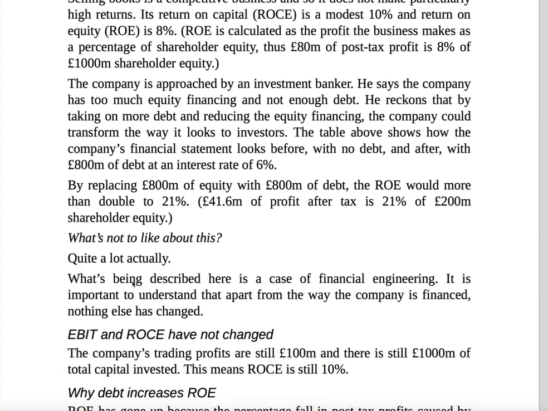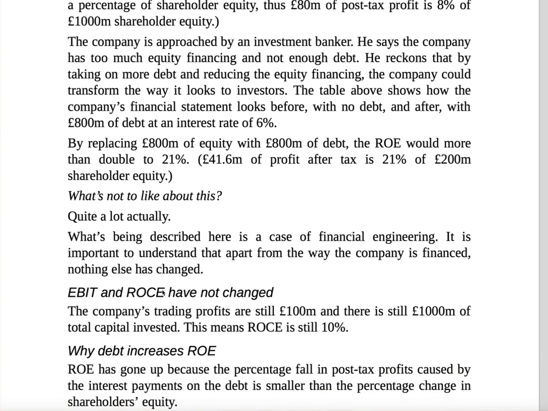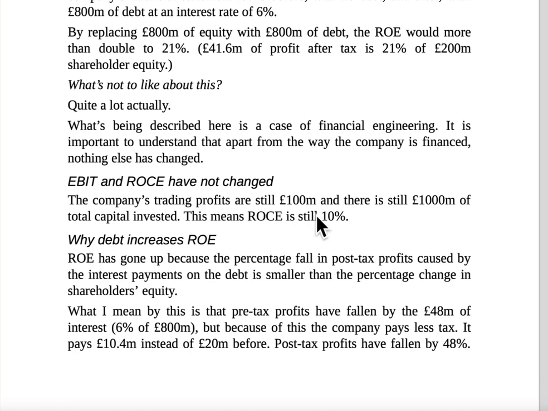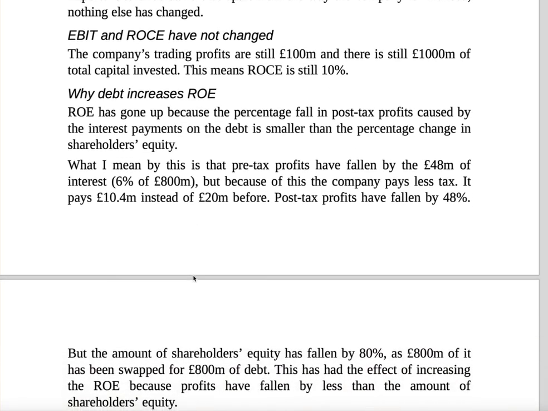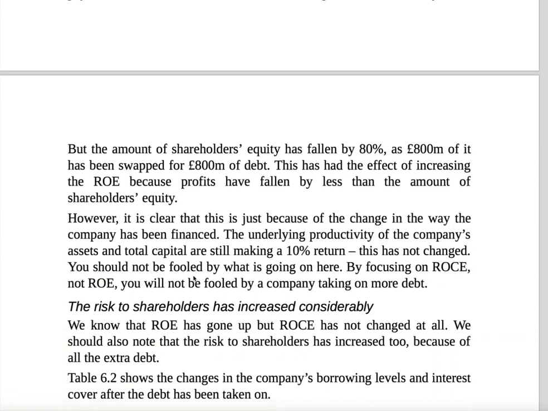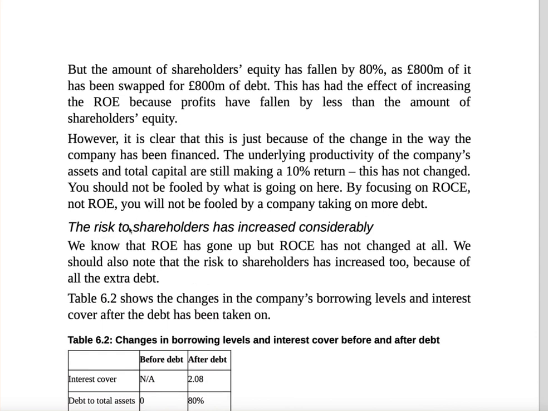So there are some examples given. EBIT and ROCE have not changed, which is okay. Obviously, it has changed, but this means the ROCE is still at 10%. He says the debt increases because of adding on to your debt and reducing your equity. So it is a risky thing. It can take you both ways. The risk to the shareholders has increased.